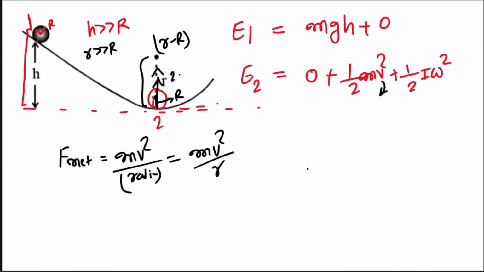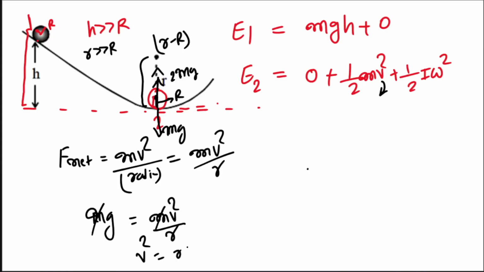अब आप देखो नेट फोर्स टुवर्ड सेंटर क्या होगा? N, that is 2mg, and then down, that is mg. So 2mg minus mg, and this is your how much? mv square by r. ठीक है। सो मास को हमने स्मॉल में लिखा है, सो स्मॉल में ही लिखो। अब हमें क्या दिख रहा है, v square equal to rg. Now we can solve it and get the answer.